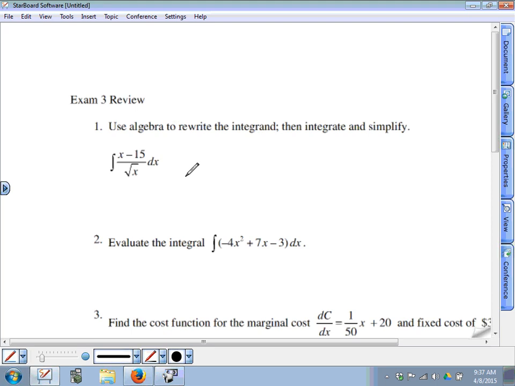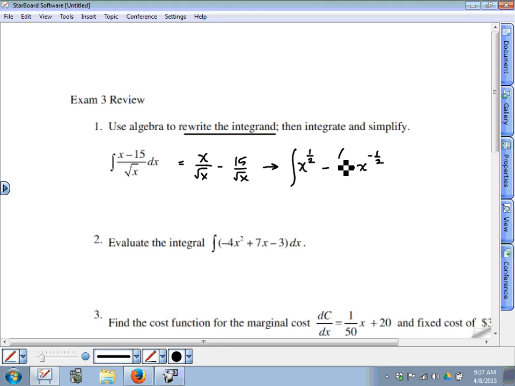First thing I would do here on question 1, like it says, is to rewrite. If you have multiple terms in the numerator and one single term in the denominator, you can split this up into separate fractions. So x over the square root of x minus 15 over the square root of x is equal to the square root of x minus 15. Actually, I'm going to write this as x to the 1/2 and then 15x to the negative 1/2.